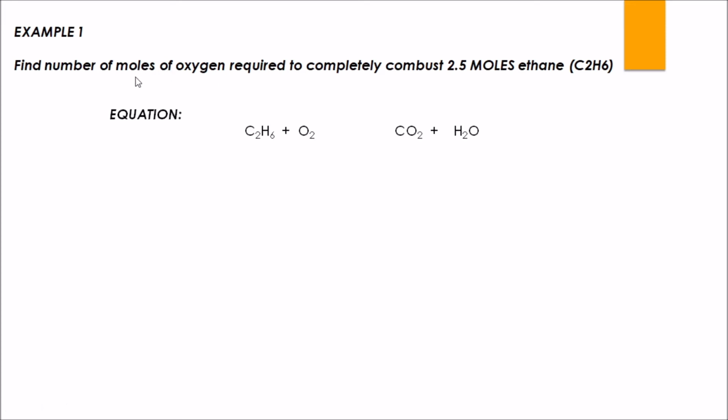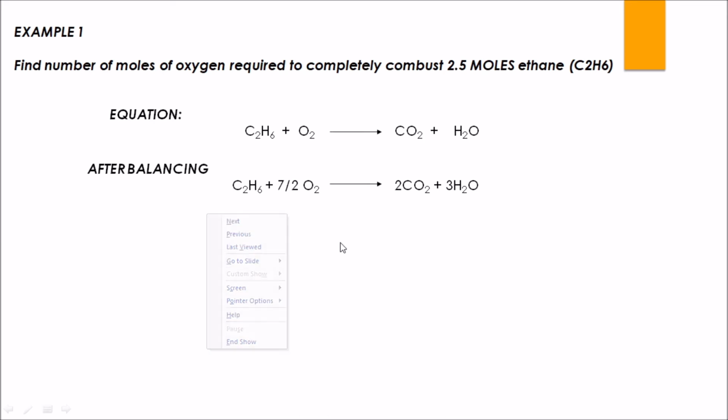Okay, let's construct the equation. We can construct this equation by ourselves. We are provided with the formula of ethane. We know that oxygen is O2, and ethane is C2H6, plus oxygen. What is the product? Carbon dioxide and water. To balance the equation, we are going to apply the same method: carbon, hydrogen, and then oxygen. And once we balance it, the equation looks like this.